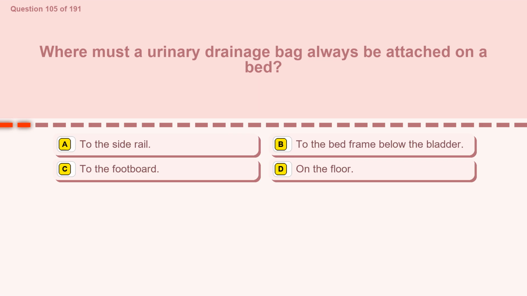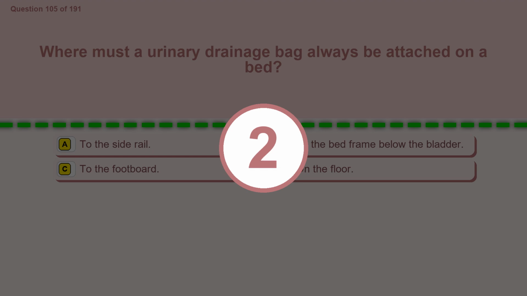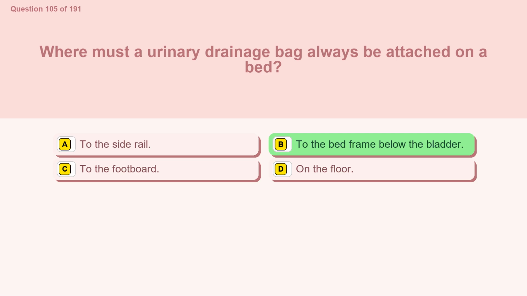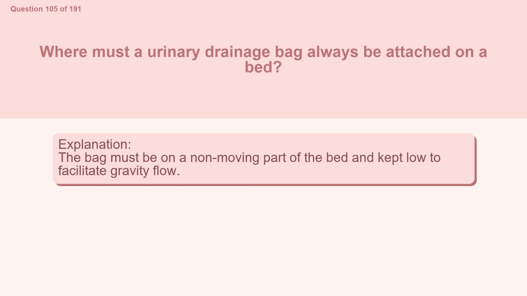Question 105. Where must a urinary drainage bag always be attached on a bed? Option A, to the side rail. Option B, to the bed frame below the bladder. Option C, to the footboard. Option D, on the floor. The correct answer is option B, to the bed frame below the bladder. The bag must be on a non-moving part of the bed and kept low to facilitate gravity flow.